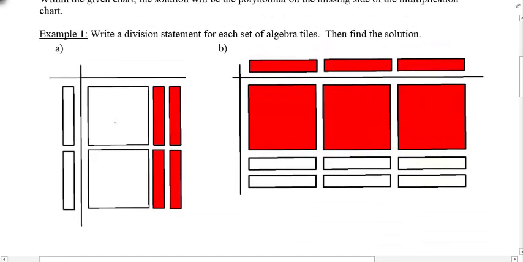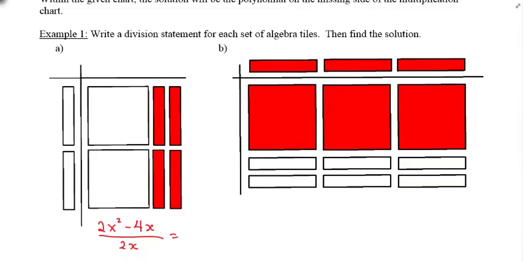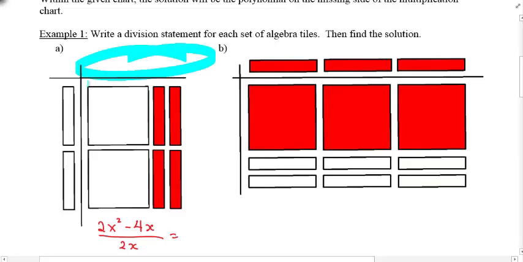I've got here 2x squared. I got here 4 negative rods, so minus 4x. And you're dividing it by what you see over here on the left, which is 2 white rods, or 2x. And the question is, what's our answer going to be? And our answer will be the stuff that we put over here.